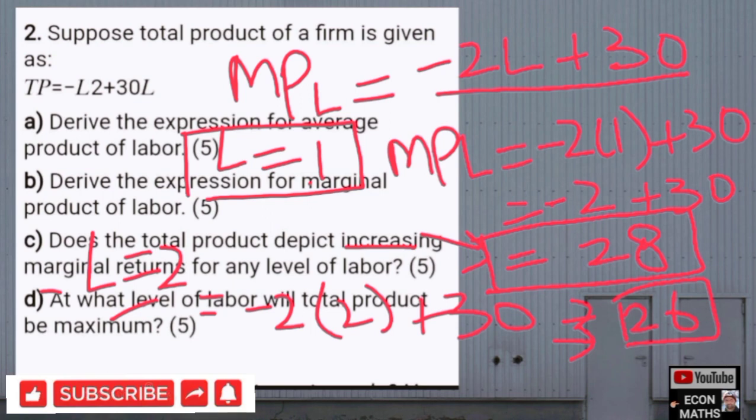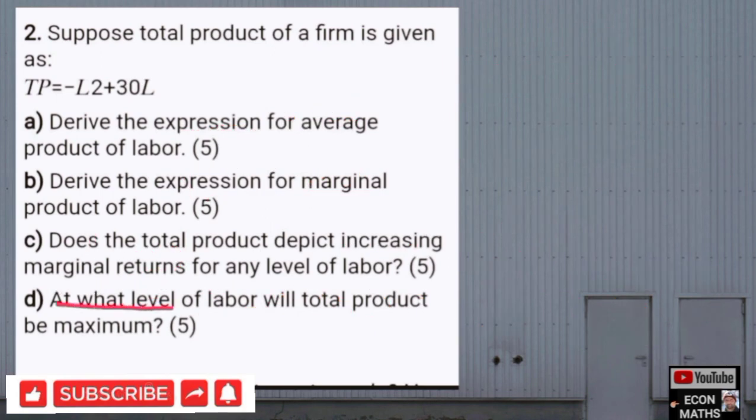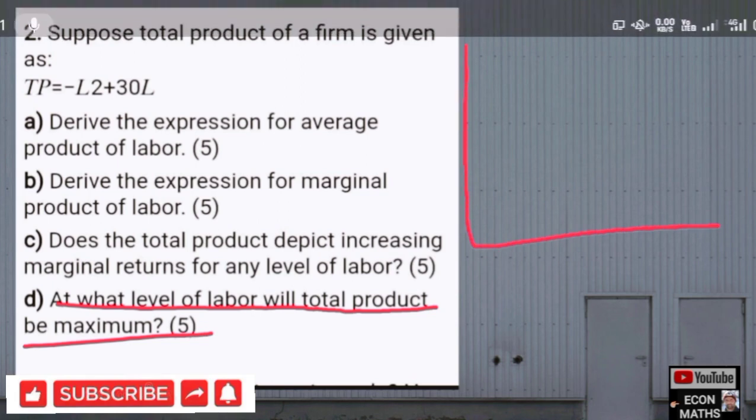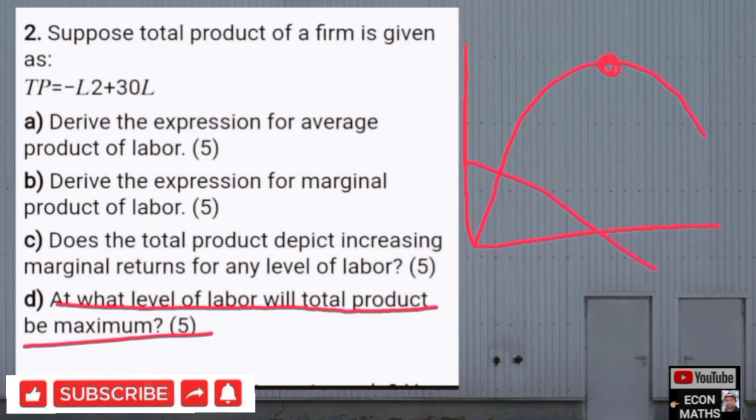Next question, the D part, is: at what level of labor will total product be maximum? So we will see total product is maximum. Graphically, if this is our total product curve, total product will be maximum when our marginal product will be equal to 0. So when our marginal productivity of labor is equal to 0, then our total product will be maximum. Okay, when will marginal product of labor be 0?